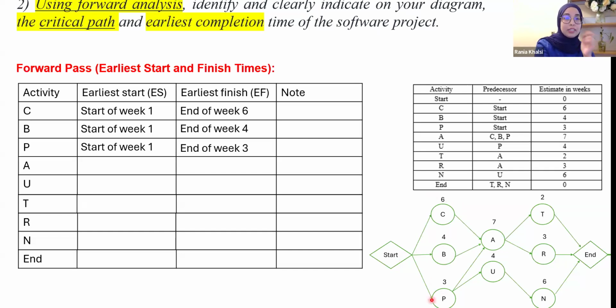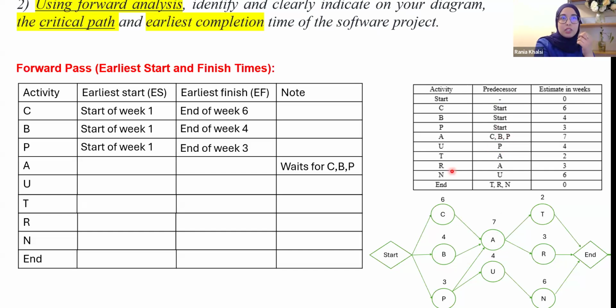Now everything is clear and simple. Moving to the next activity, which is A. Here we need to note some points: A must wait for activity C, activity B, and activity P, which come before. They are the predecessors for this activity to finish, okay?